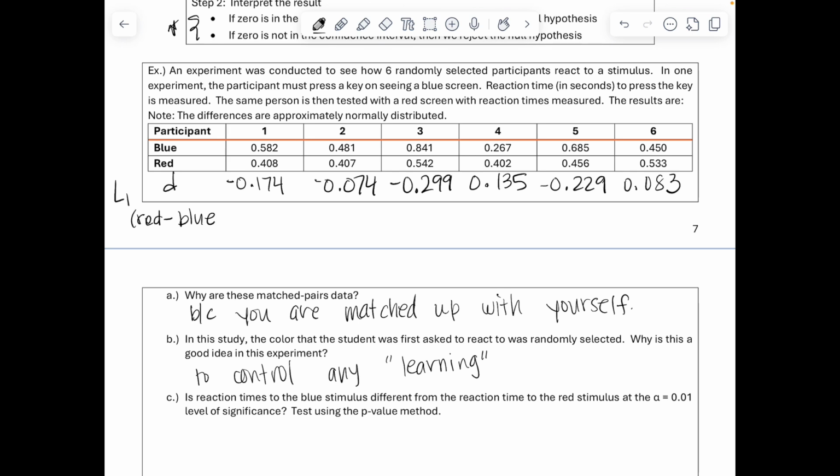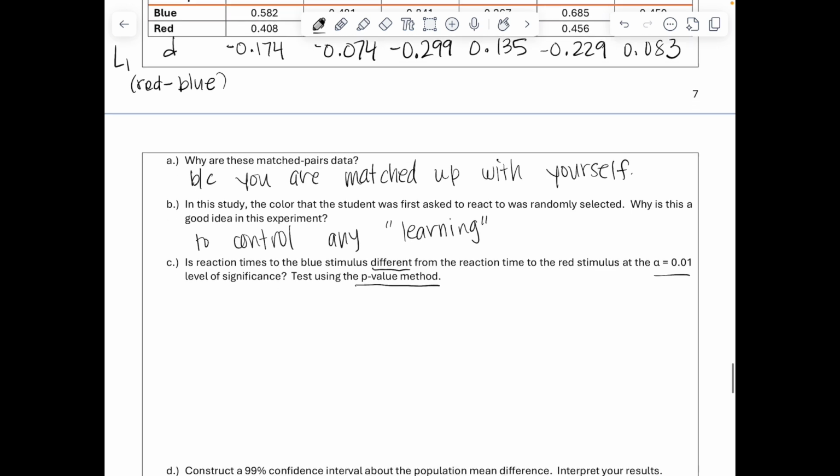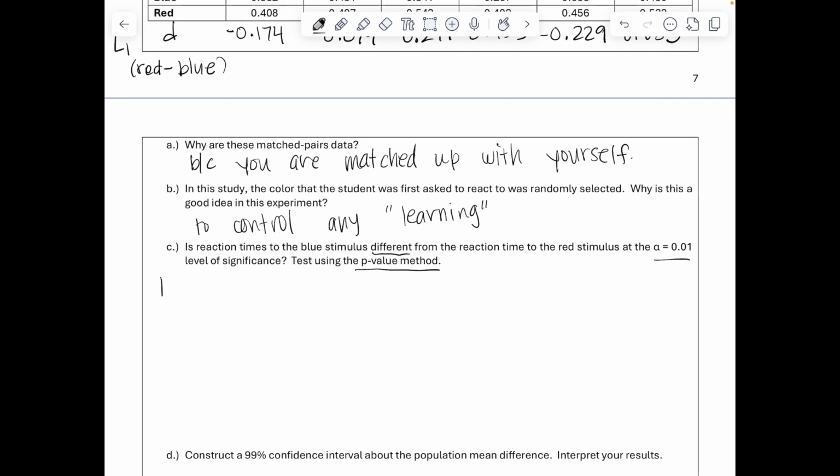These numbers all will need to go into L1 when we're going through the calculations. So again, you do not put in the reaction time for blue and red, you put in that difference that we just calculated by subtracting. Part C says, is reaction time to the blue stimulus different from the reaction time to the red stimulus at an alpha equals 0.01 level of significance? Test using the p-value method.